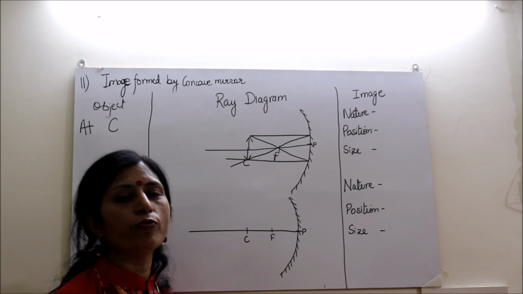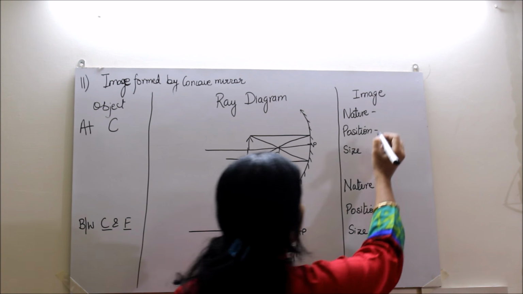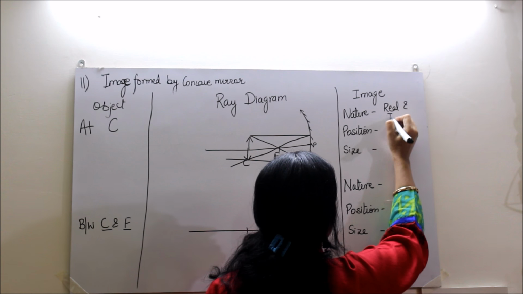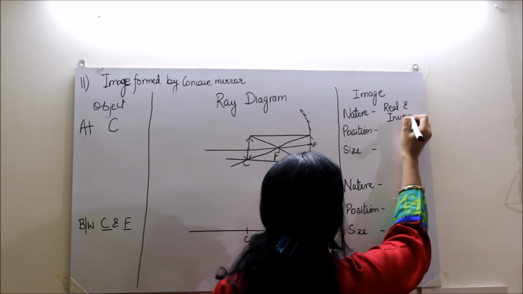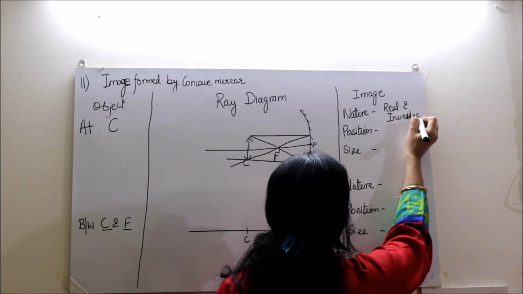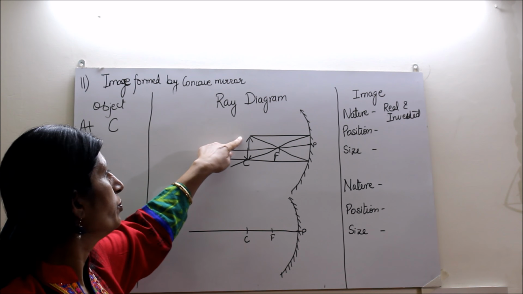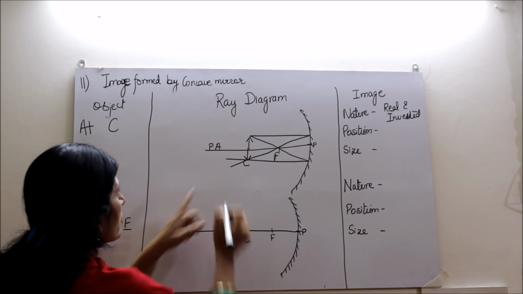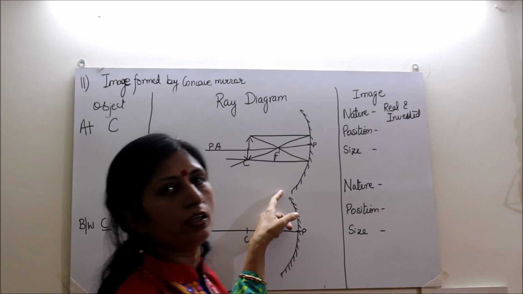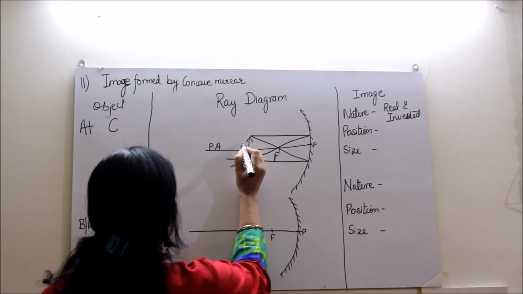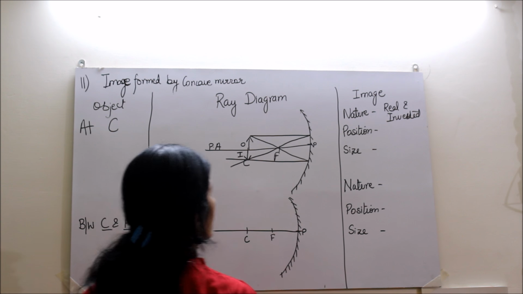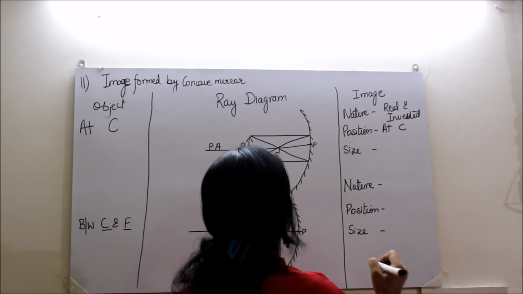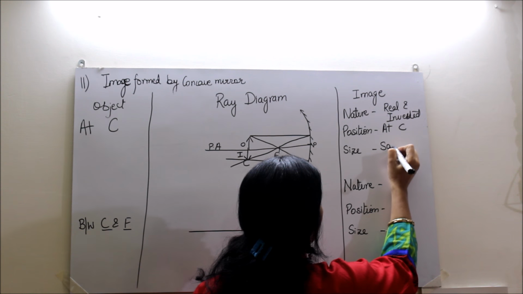Now the image is again formed at C, so therefore the nature is again real and inverted. The image which is formed below the principal axis will be called a real and inverted image. This is the object and this is the image, and the position is again at C. The size is the same as that of the object.